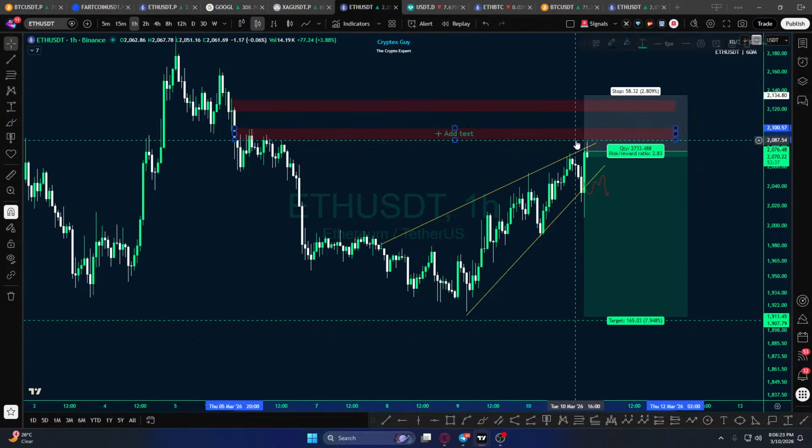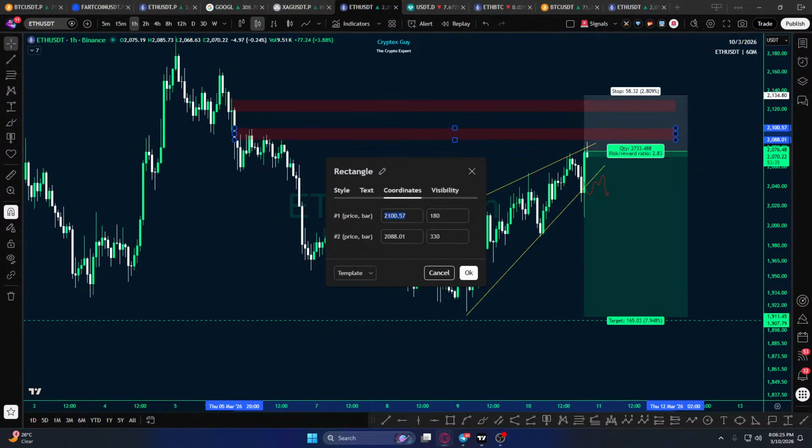And you can see we touched this one and we are back in profit on Ethereum. My average entry is 2073 right now, and we are sitting at 2070, and I am in 10% profit with 50x leverage. So yeah, that's a good one.